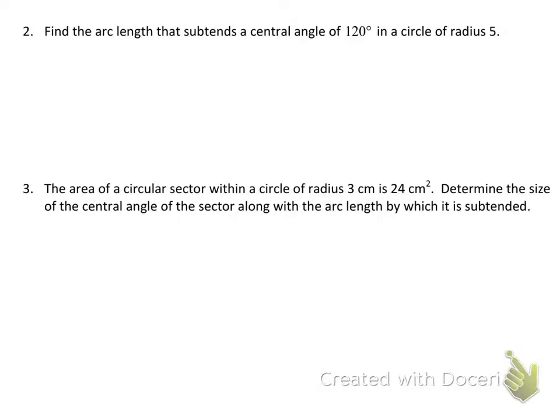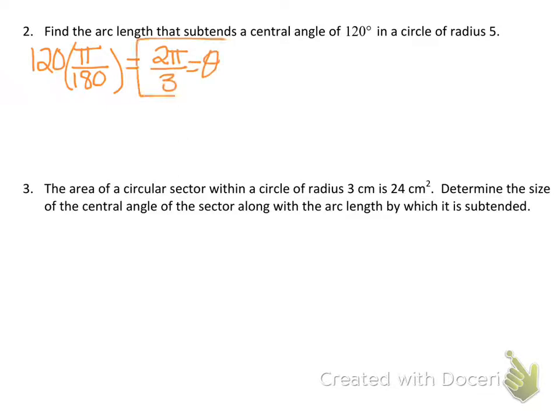Okay, so now I want to find an arc length that subtends a central angle of 120 degrees. So the first thing I'm going to do is take 120 and convert it into radians. So we have 120 times, since I need pi, that's going to be in the numerator, and 180 is going to be in the denominator. So my new theta is now 2 pi over 3. So that's just a little extra work since we were given it originally in degrees.